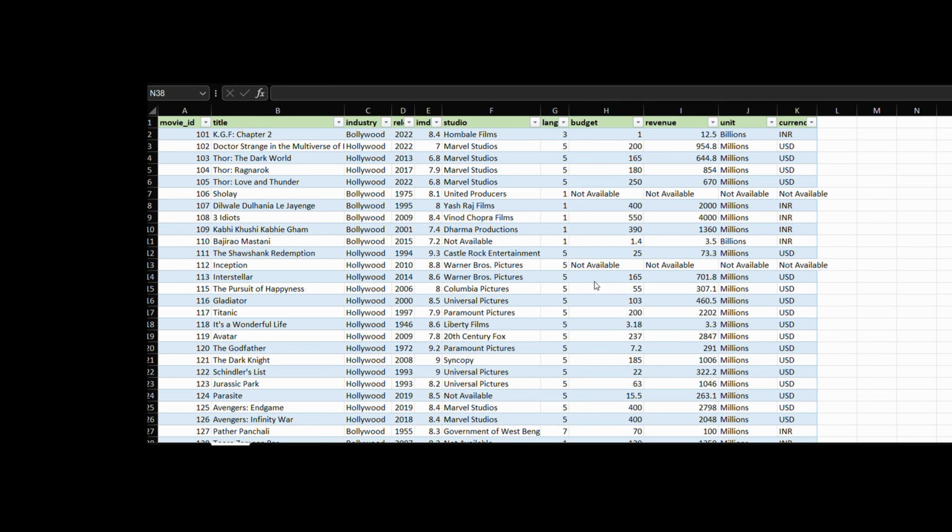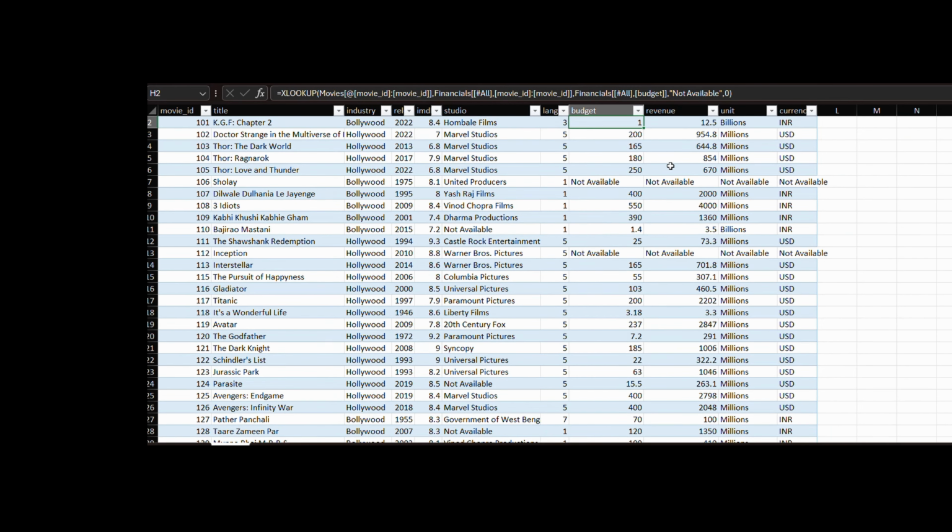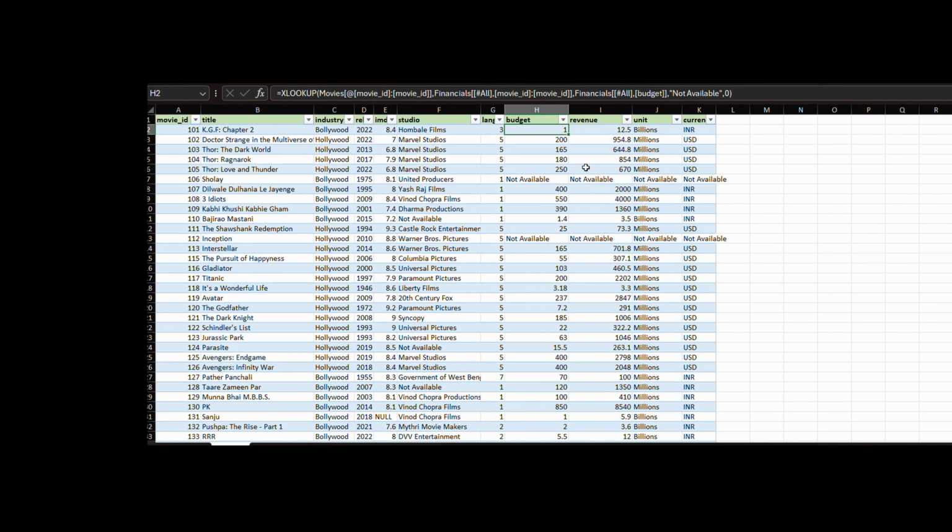From this dataset, the budget you are getting as one is in billions and in INR, and this other one is 200 millions. If you add both, you will get 201 what, million or billion? To get the total budget, you have to convert those values into millions or billions, and then you can add the quantities.